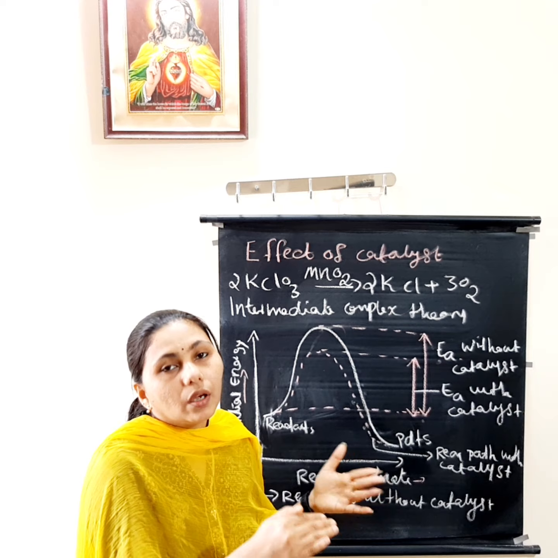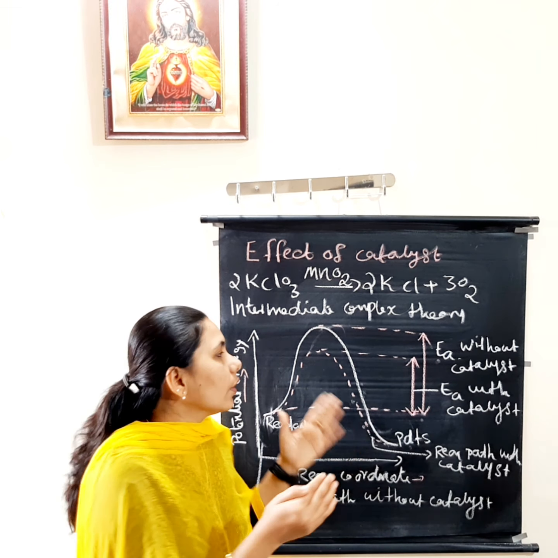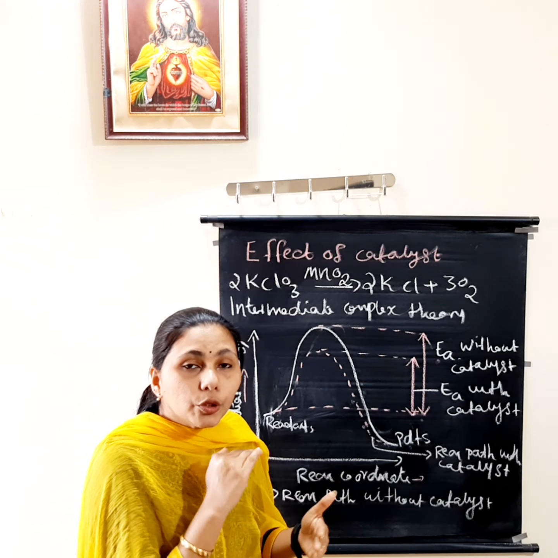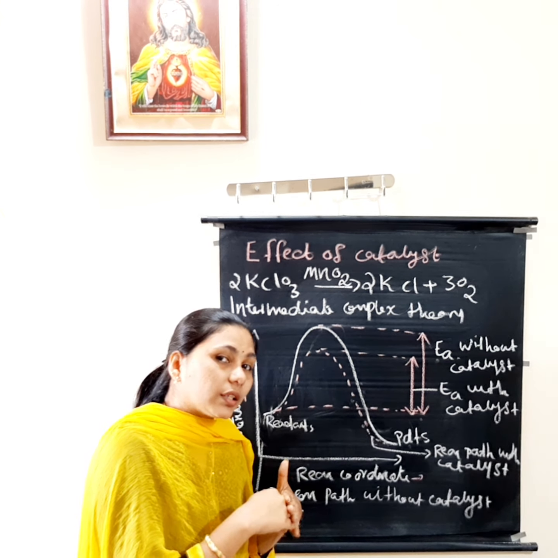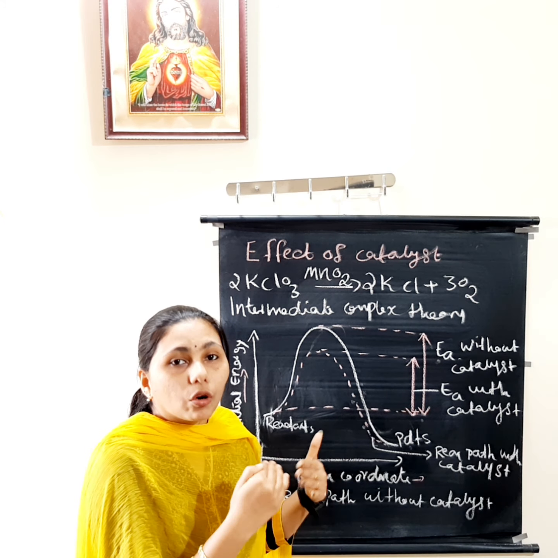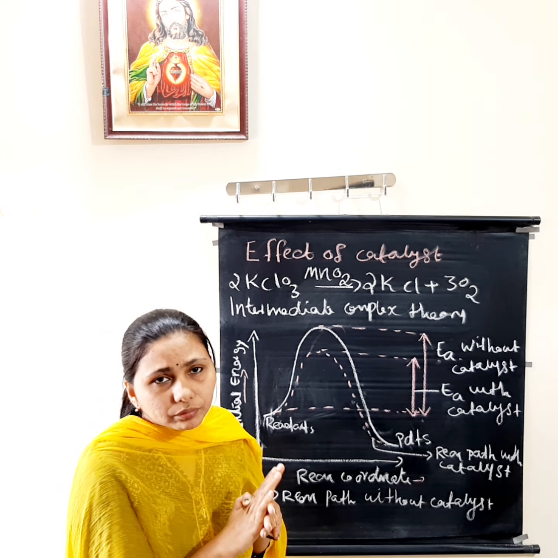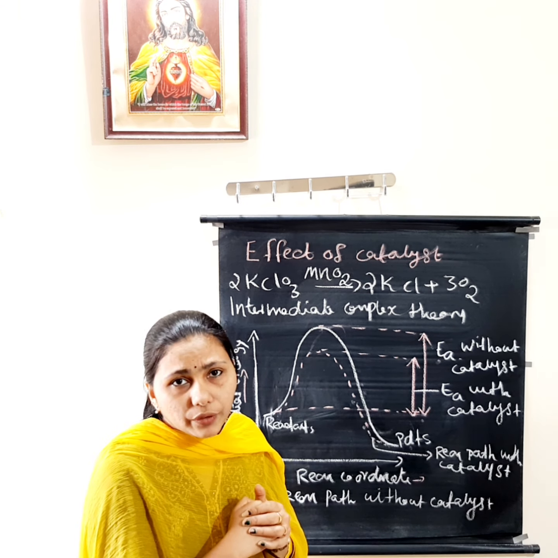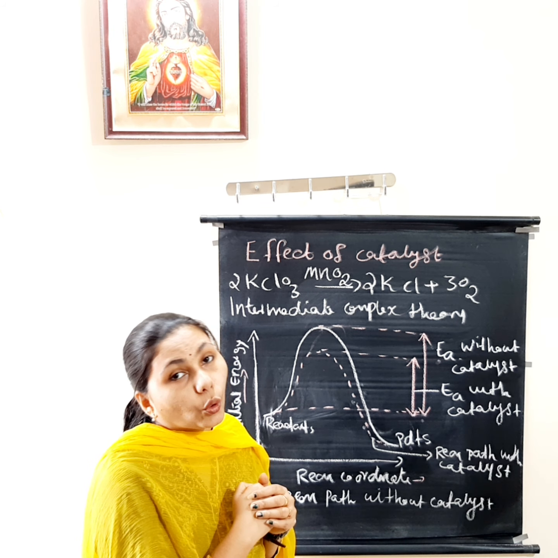So what will happen? Automatically the rate of the reaction increases. Catalyst means it will provide a new path for the reaction. That is why we can reduce the activation energy, and the speed of the reaction will also increase. Some catalysts will reduce the speed of a reaction. Those catalysts are known as negative catalysts or inhibitors.